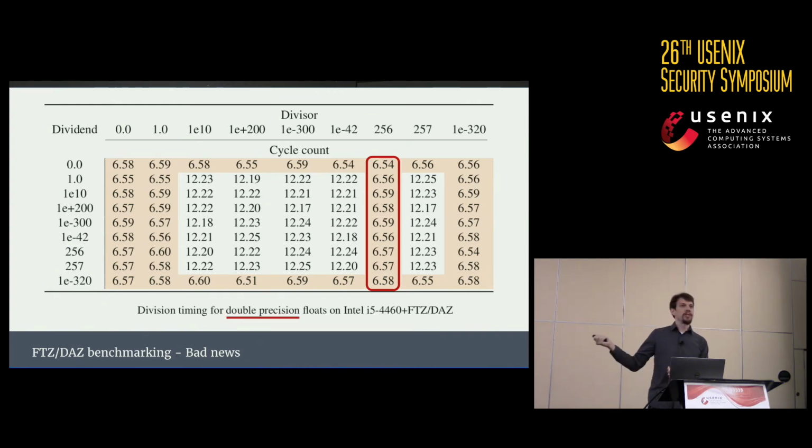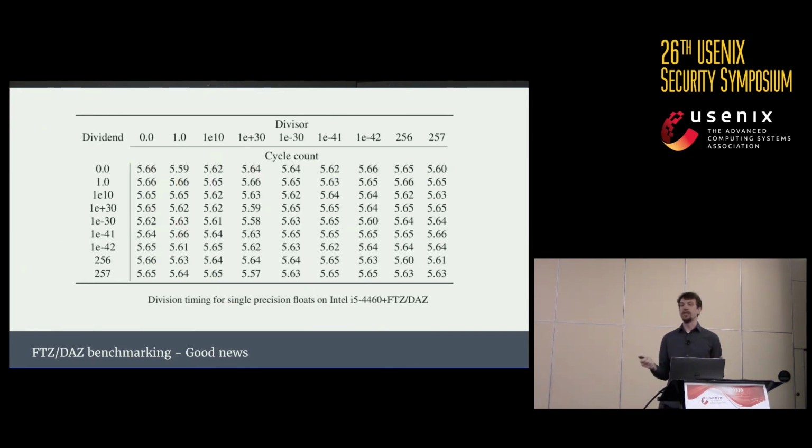But that's double precision. Chrome doesn't use double precision, so they should be pretty safe. In fact, single precision division was, on our test platforms, completely stable. There was no timing variation that we could detect.